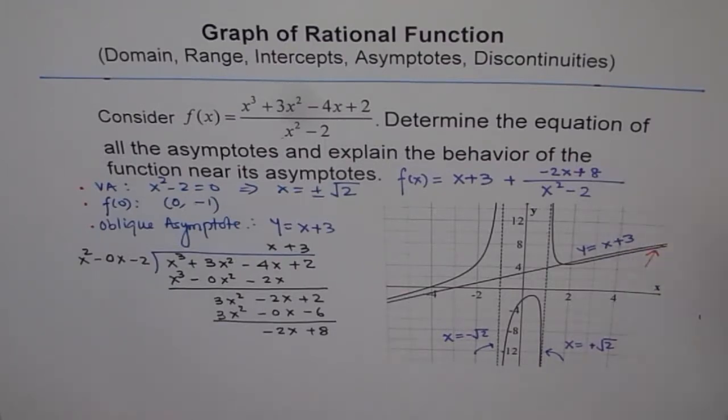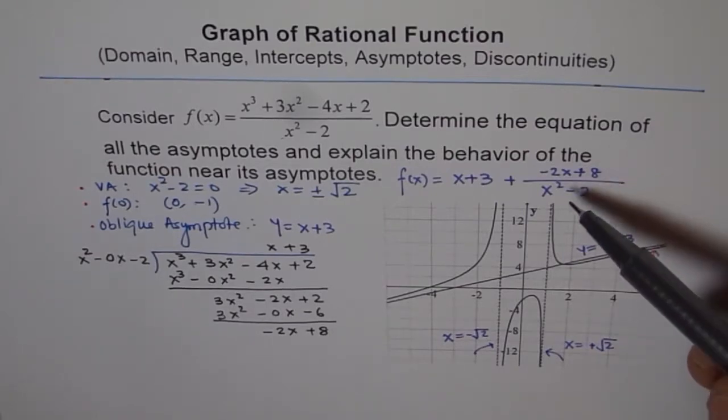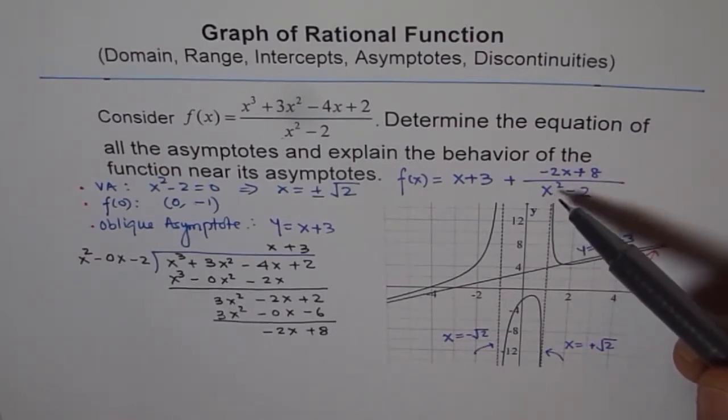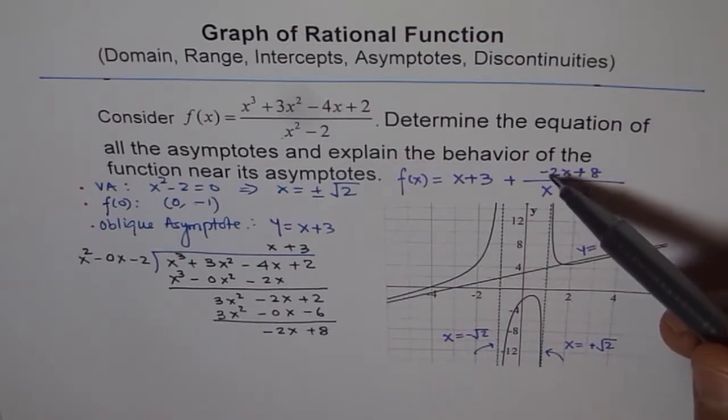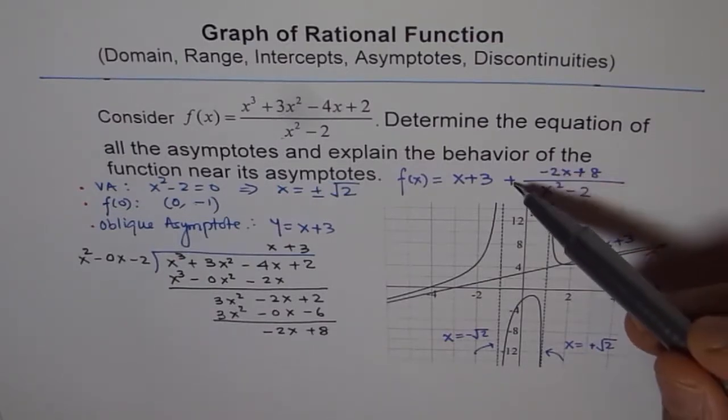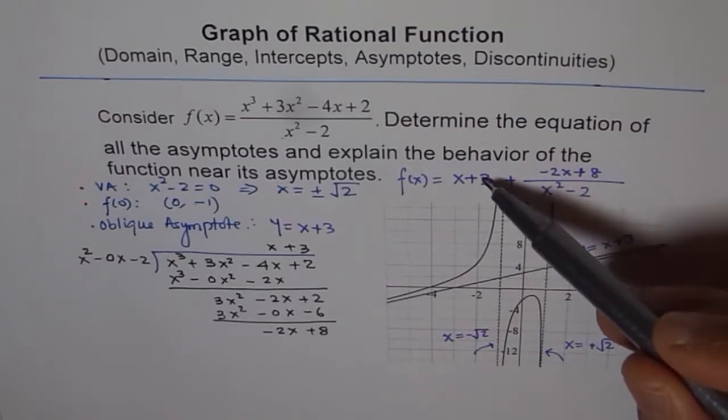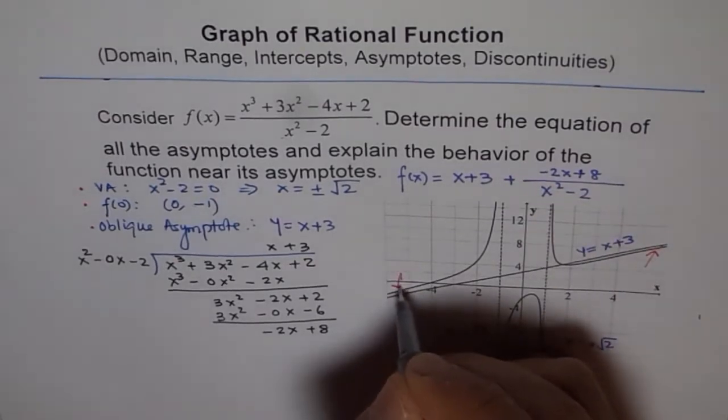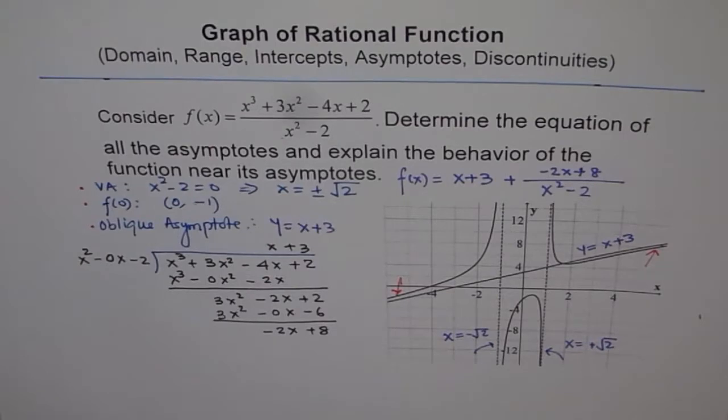Now imagine that x is a very large negative quantity. Let's say minus 1000. Then minus 1000 times minus 2 is positive. So the function is slightly more than the line. So you are approaching from the top, above the line. That is the kind of explanation we are looking for from you for this question, right?